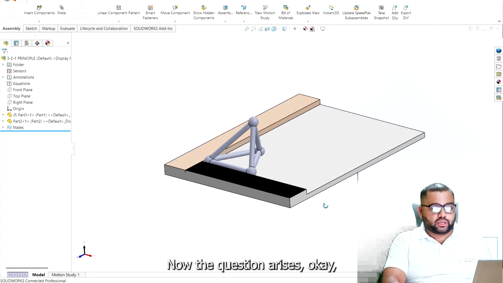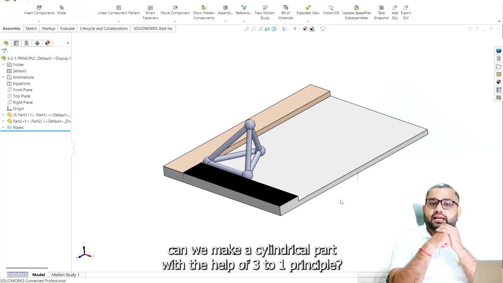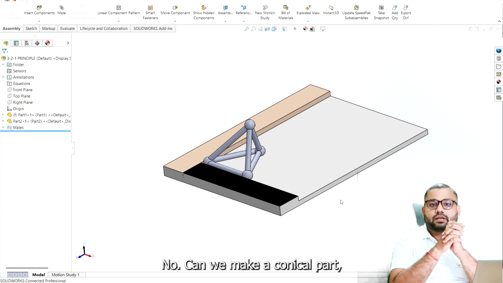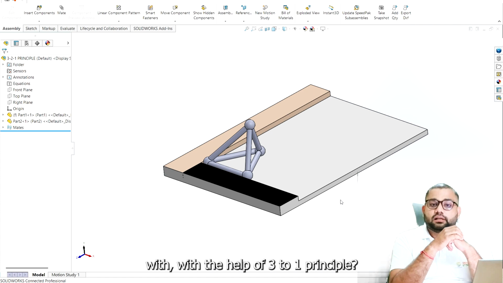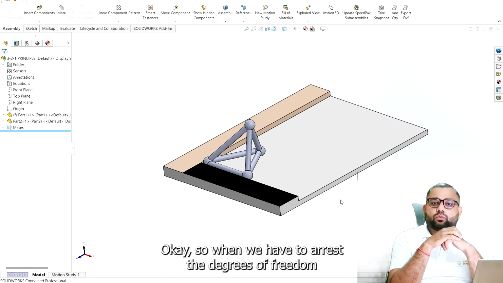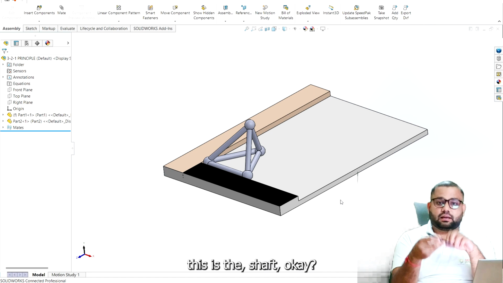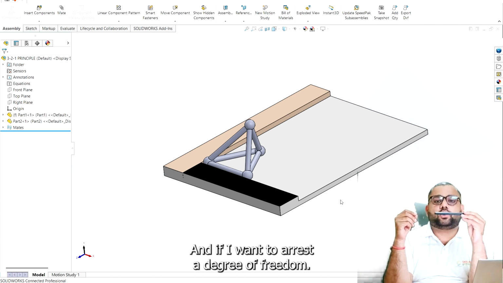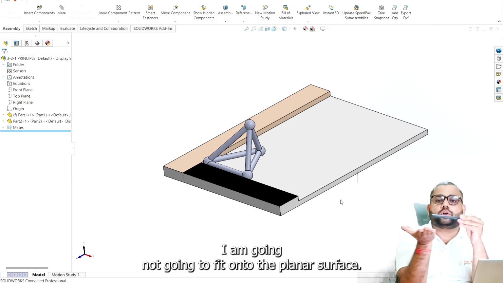Now the question arises. Can we make a cylindrical part stable with the help of the 3-2-1 principle? No. Can we make a conical part stable with the help of the 3-2-1 principle? No. Why is it so? Because in the previous section, I already told you about the datum feature simulator. So when we have to arrest the degrees of freedom of a cylindrical part, let's say this is a shaft, and if I want to arrest a degree of freedom, it is not going to fit onto the planar surface.